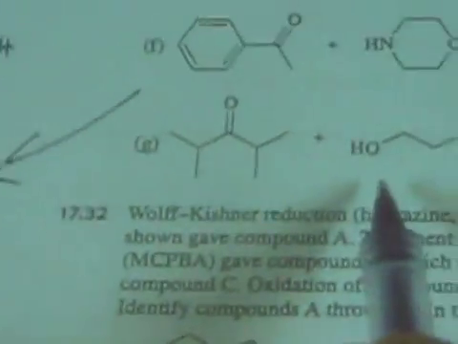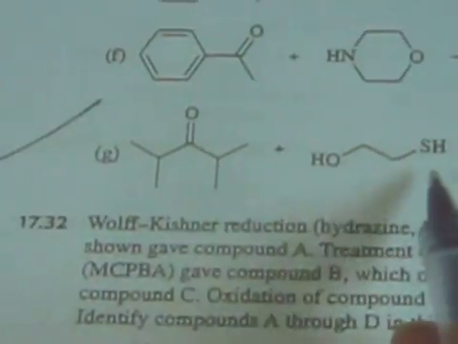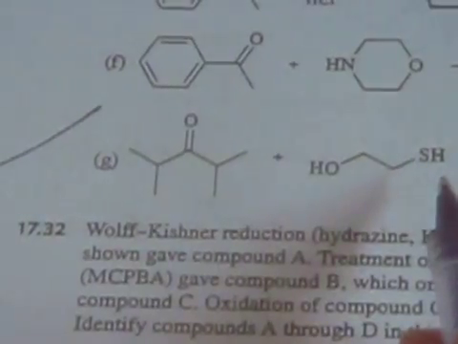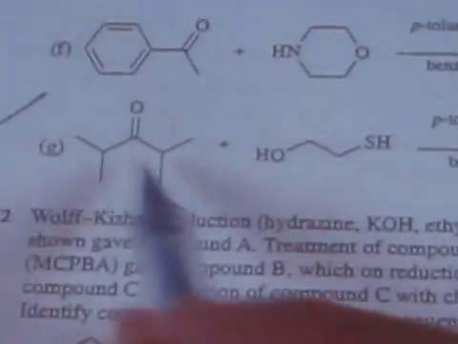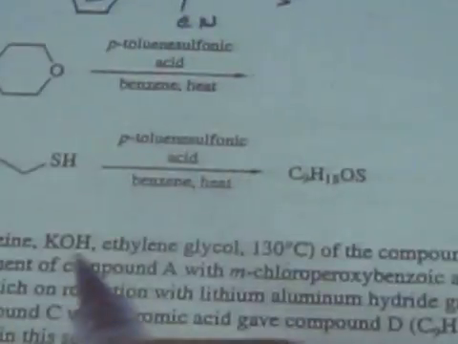And this one is very straightforward. Rather than two oxygens, you have sulfur, but it will still form the same thing here. So it's going to form going on the other side.